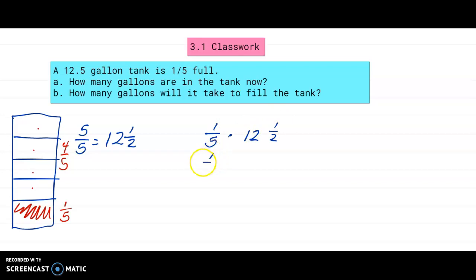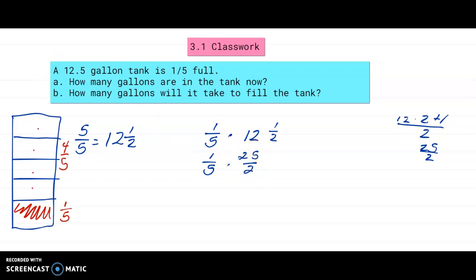Okay, so now I'm going to change my mixed fraction to an improper fraction. I'm going to do it over here on the side. 12 times 2 plus 1 over 2. So 12 times 2 is 24, plus 1 is 25 over 2. So I'm going to multiply 1/5 by 25 over 2.